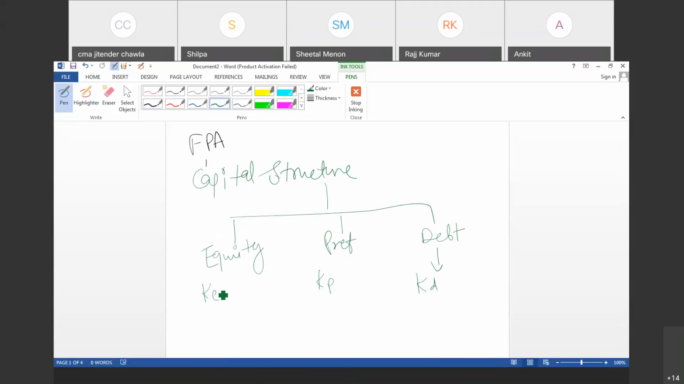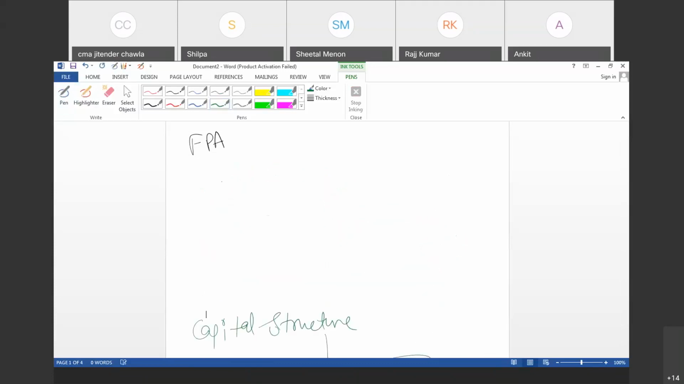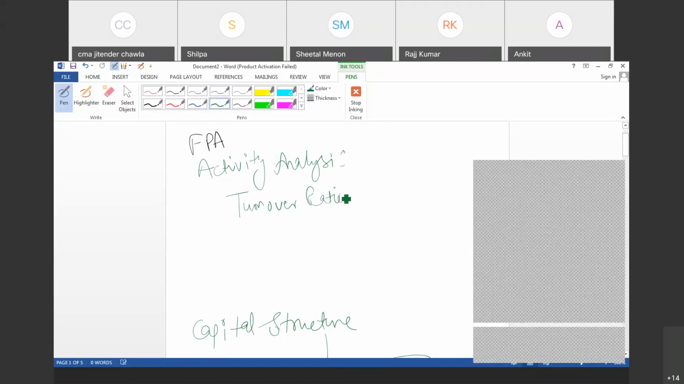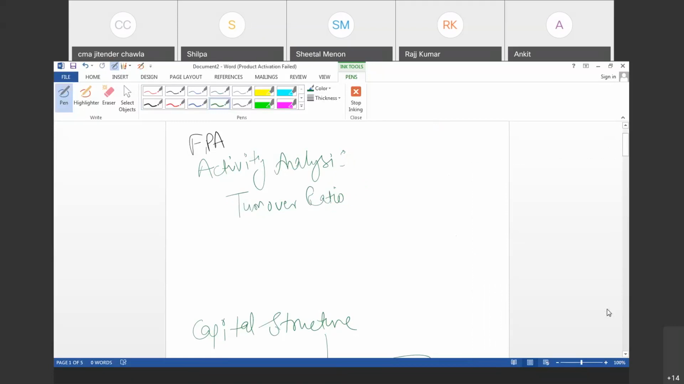Okay. Next area of financial performance analysis is activity analysis. What do you mean by activity analysis? Or you can say turnover ratios. How do we do an activity analysis? By checking out turnover ratio. How do we calculate turnover ratio? That is a different type of turnover ratio.